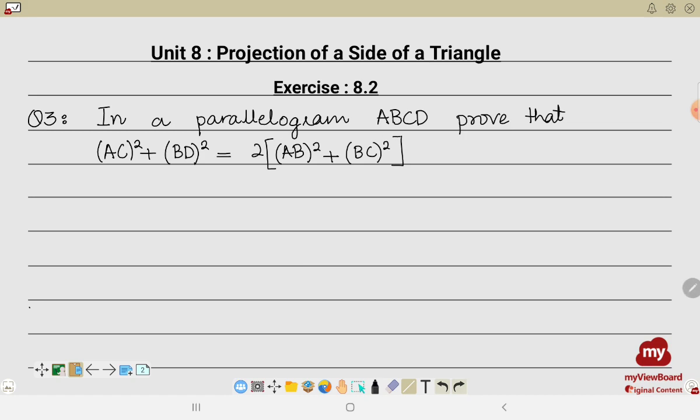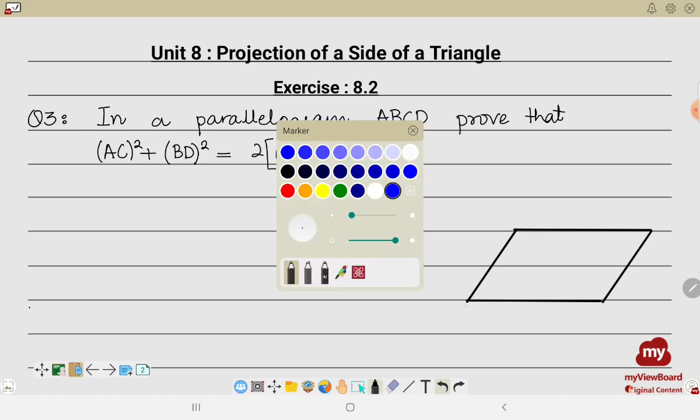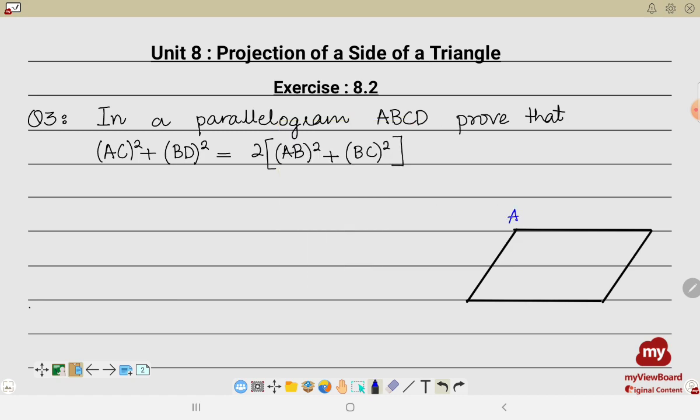In a parallelogram ABCD, prove this. So we are supposed to draw a parallelogram first. Let's draw the parallelogram. If a parallelogram is given to us, this means its opposite sides are parallel and congruent. Let's label this parallelogram A, B, C, and D. We are supposed to take care of the order as well. Let's see what we are supposed to write. We'll prove it as a theorem.